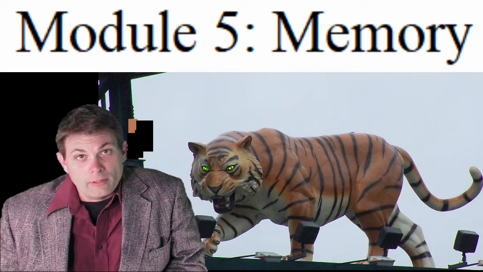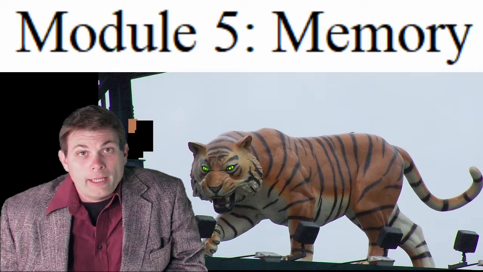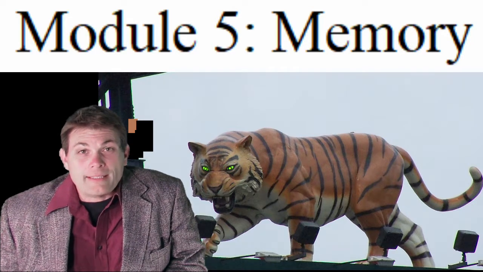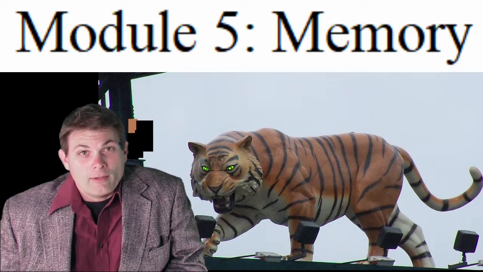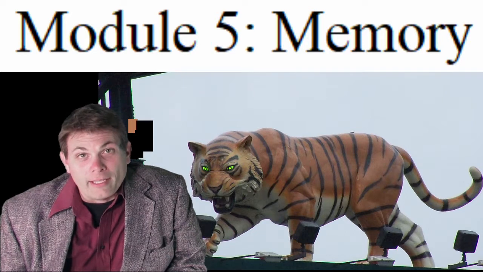In perception, we learned that the brain wants you to believe that it's perfect, and it's hard to prove it wrong. In memory, the brain also wants you to believe that it's perfect, but in memory it's easier to prove it wrong, because we forget things. This module is about memory and forgetting.